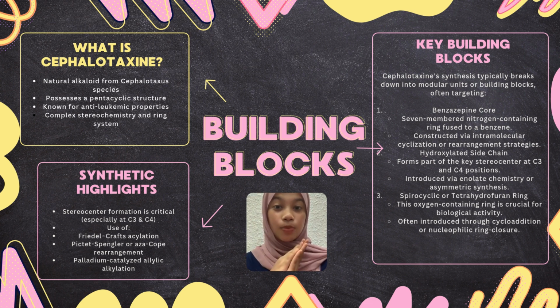For the key building blocks, cephalotaxine synthesis typically breaks down into molecular units or building blocks, often targeting three parts. First, the benzazepine core. The benzazepine core consists of a 7-member nitrogen-containing ring fused to a benzene. It is also constructed via intramolecular cyclization or rearrangement strategies.